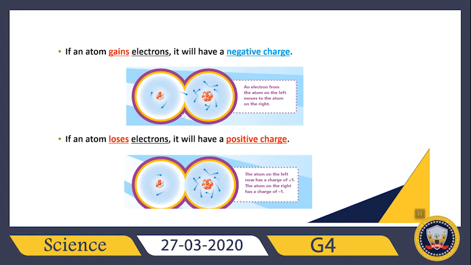Okay, so in this case the atom gains an electron and it will have a negative charge, while in the other case, the atom on the left side loses an electron and will have a positive charge.